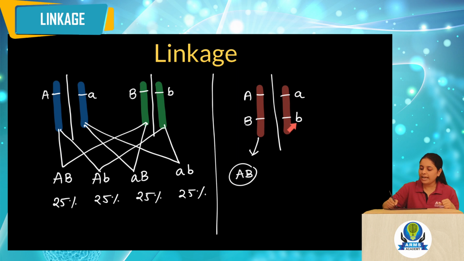Similarly, small a and small b will move together and you will have a gamete small a, small b. Now, these combinations are like the parental combinations. So, these two types of gametes are called parental.